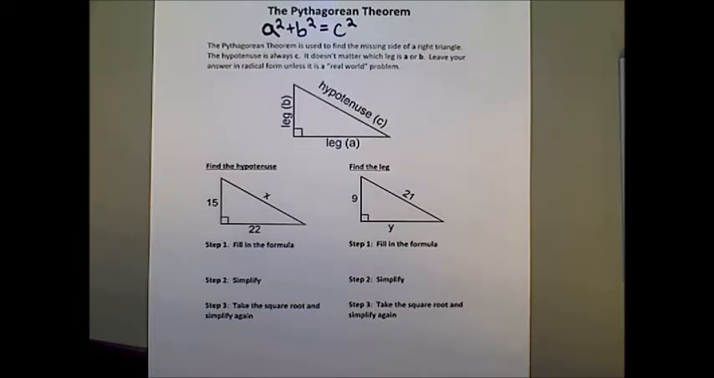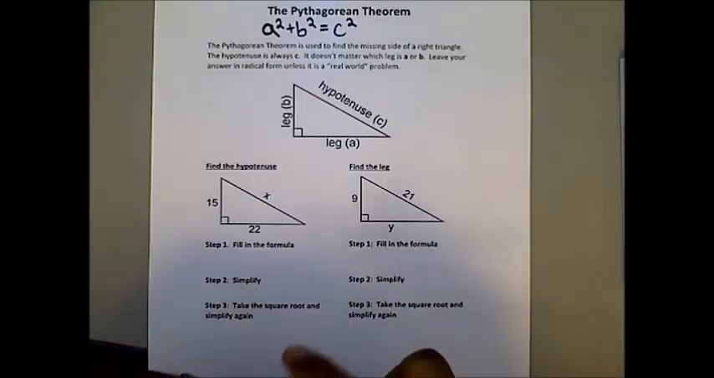The Pythagorean theorem. It's a theorem we're pretty familiar with. States a squared plus b squared is equal to c squared. This will be the formula that we'll be using 100% of the time. The Pythagorean theorem is used to find the missing side of a right triangle. The hypotenuse is always c. It doesn't matter which leg is a or b. Leave your answer in radical form unless it is a real-world problem.